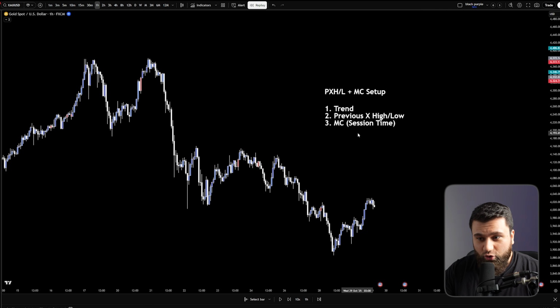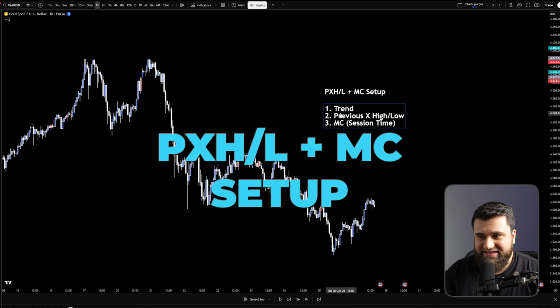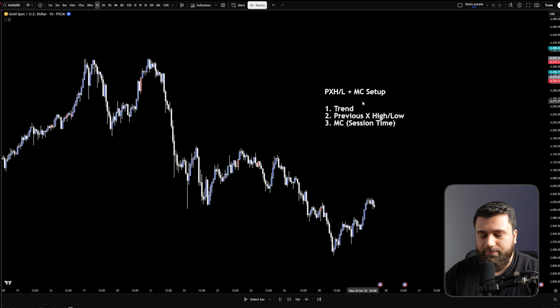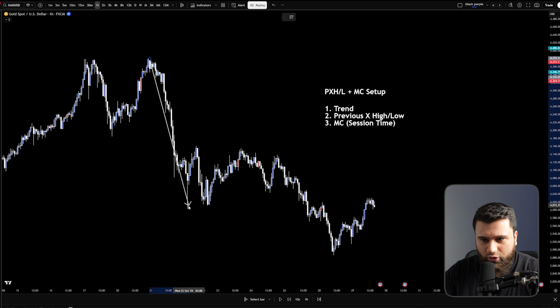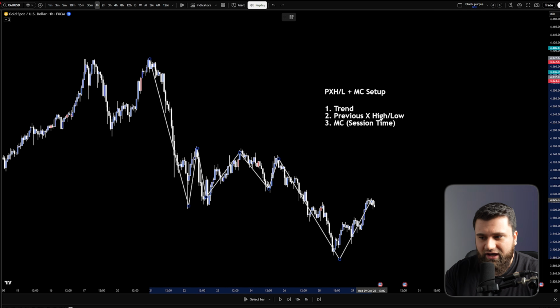So guys, now let's go over the second model, which is the previous X high or low plus the MC setup. So first of all, what we need is the trend. We have to identify the trend always. And in this case, it's very, very simple. We have a big down move and then a little bit of a range and then a big down move again and now a pullback.